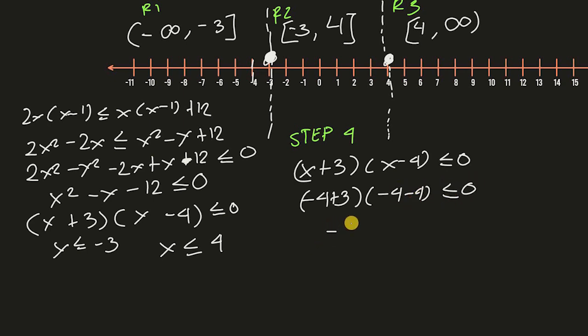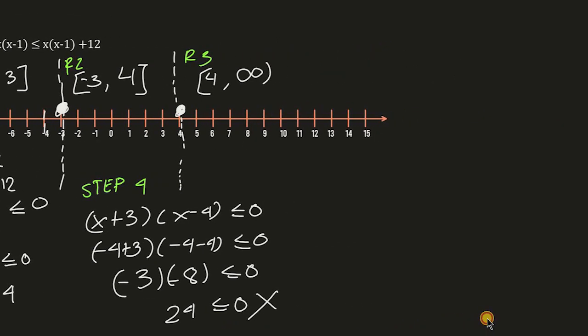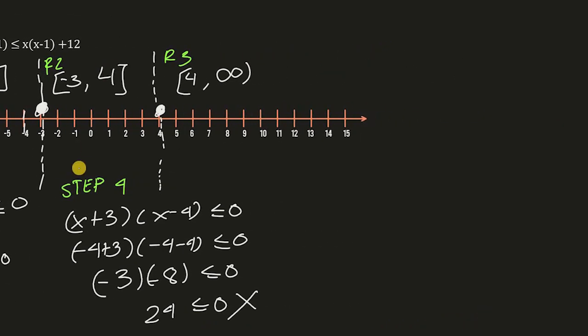Negative 4 plus 3 is negative 3. Negative 4 minus 4 is negative 8. Tama. It's less than or equal to 0. Negative 3 times negative 8 is positive 24. And 24 is mali. 24 is not less than 0. Tandaan niyo yan. Okay? So, ibig sabihin, ito, hindi siya solution set. This region 1 is not a solution set. Okay, let's try solving region 2.